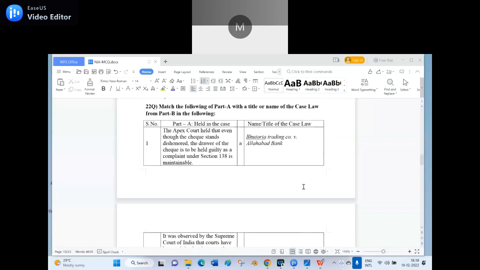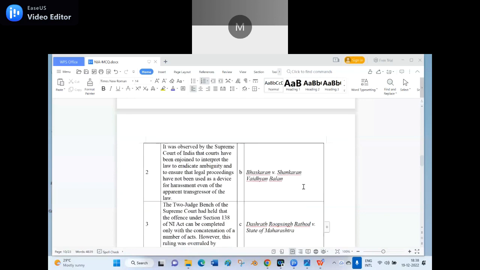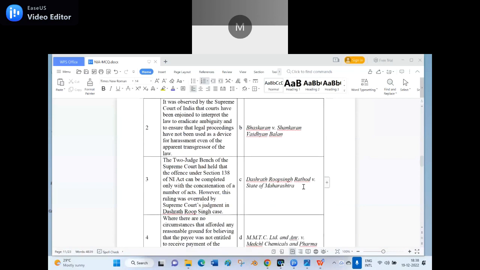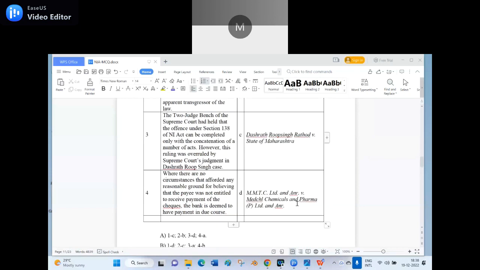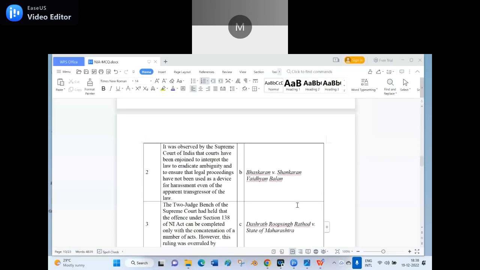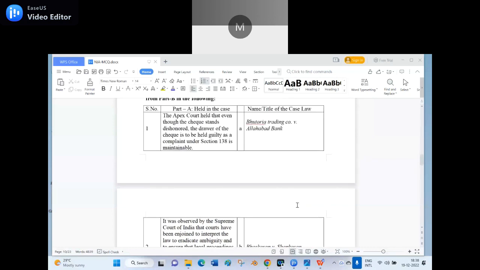As far as part B is concerned, the titles of the case laws are: A, Bhutoria Trading Company versus Allahabad Bank; B, Bhaskaran versus Shankaran Vaidhyan Balan; C, Dashrath Roop Singh Rathod versus State of Maharashtra; D, MMTC Limited and another versus Medchl Chemicals and Pharma Private Limited and another. So these are the 4 case laws on the right-hand side, part B, and part A describes what was held by the Supreme Court, the apex court.